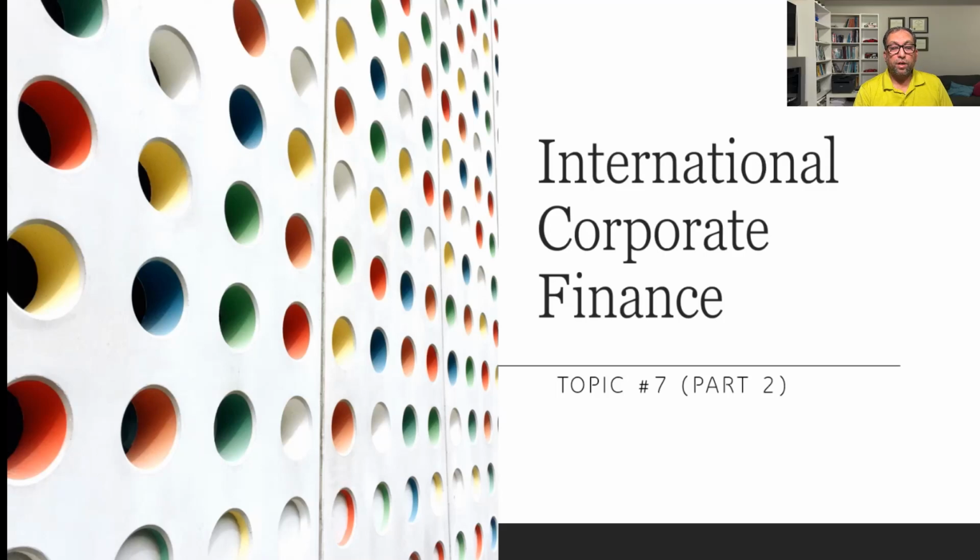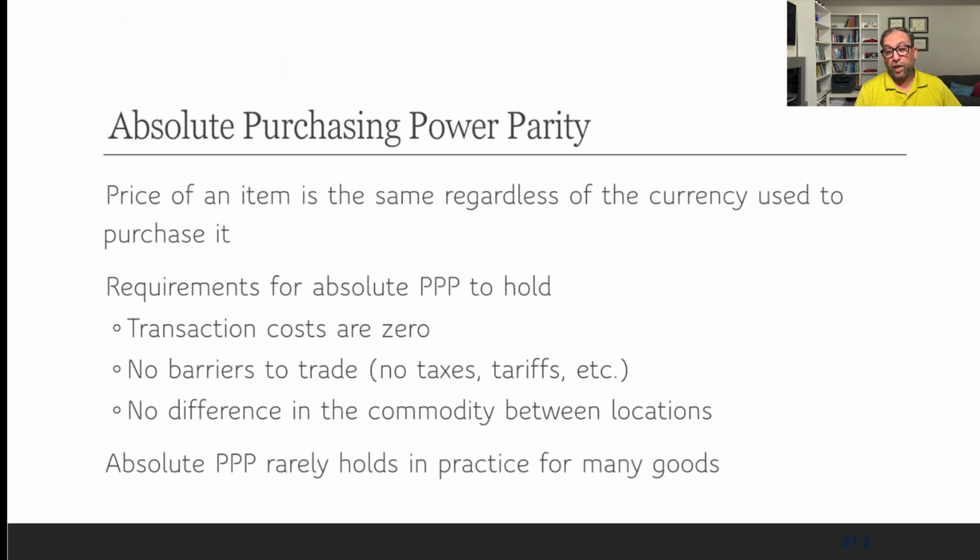So the second part is explaining some economics as well as financial concepts together. The price of an item is the same regardless of the currency used to purchase it. As I mentioned, there's the law of one price.